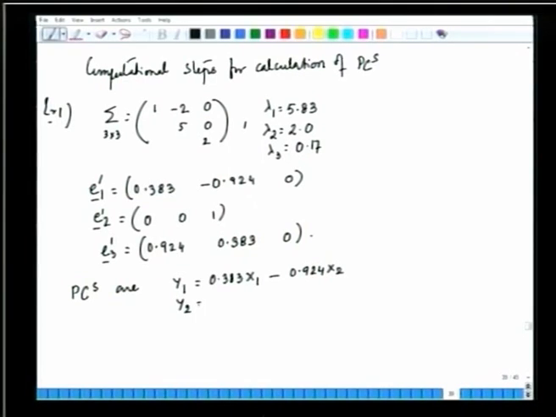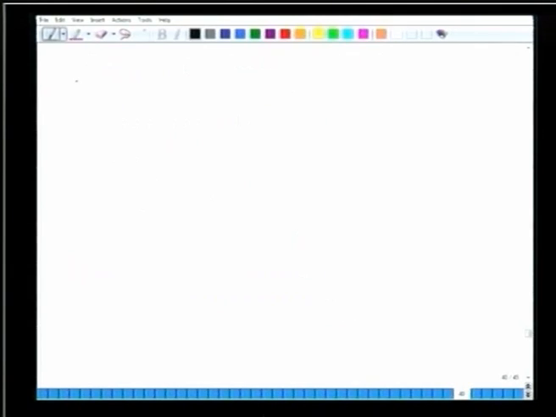The second principal component is identically equal to the third original variable, x3, and the third principal component is 0.924 x1 plus 0.383 x2. That's the third principal component. And now I am going to see how important these principal components are, and how much of the total variation they can explain. These are a few characteristics that we have talked about.